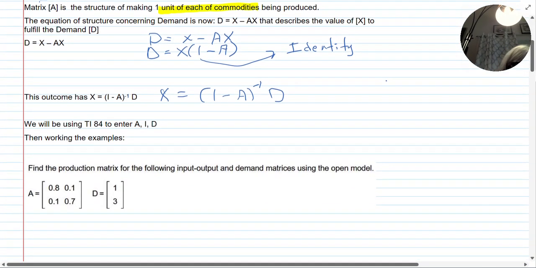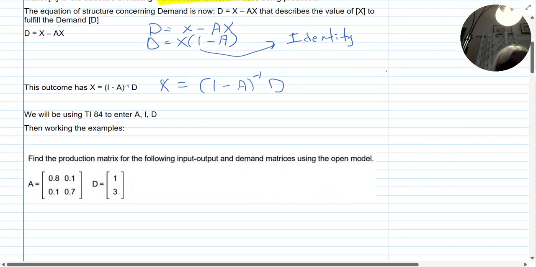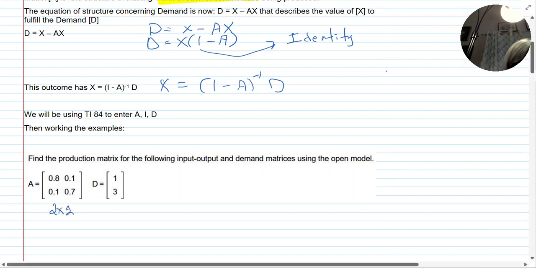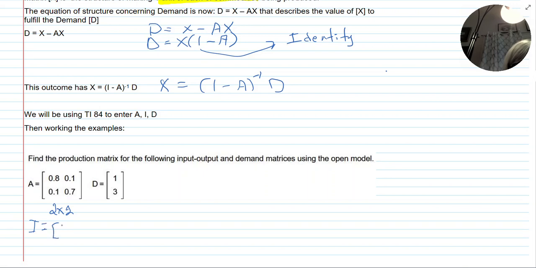We'll be using the TI-84 to enter A, I, and D, then working the examples. All right, so let's get this first one. We understand that A is a 2 by 2. So I would have to be 1001, also a 2 by 2. And the demand is a 2 by 1.